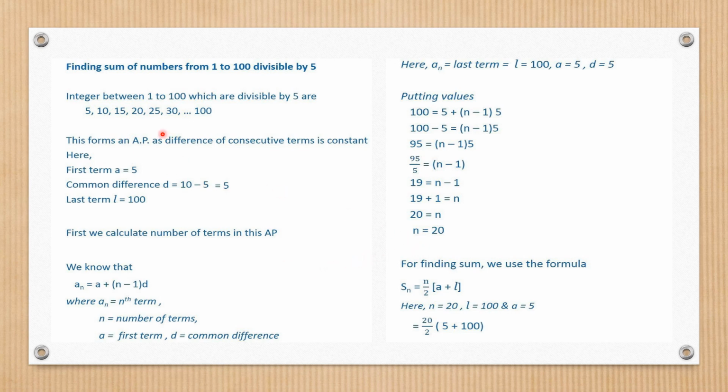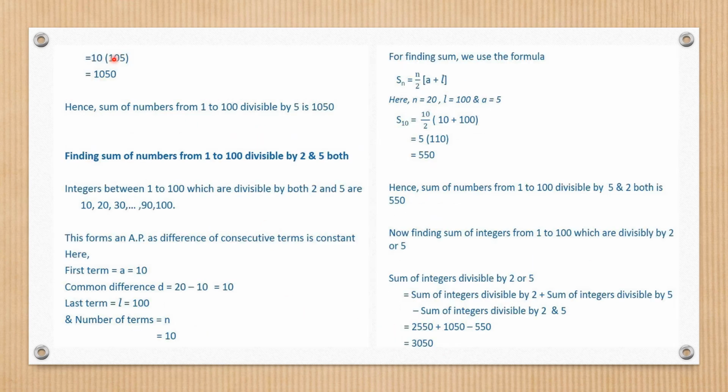In the previous case it was simpler, since between 1 and 100 there are 50 even and 50 odd numbers, but here you can use the formula an = a + (n - 1)d. With an = 100, you will get n as 20. For the sum, I'll apply the formula n/2 times (a + l), as the first and last terms are there. So it will be 20/2 times (5 + 100), that is 1050. So the sum of numbers divisible by 5 is 1050.